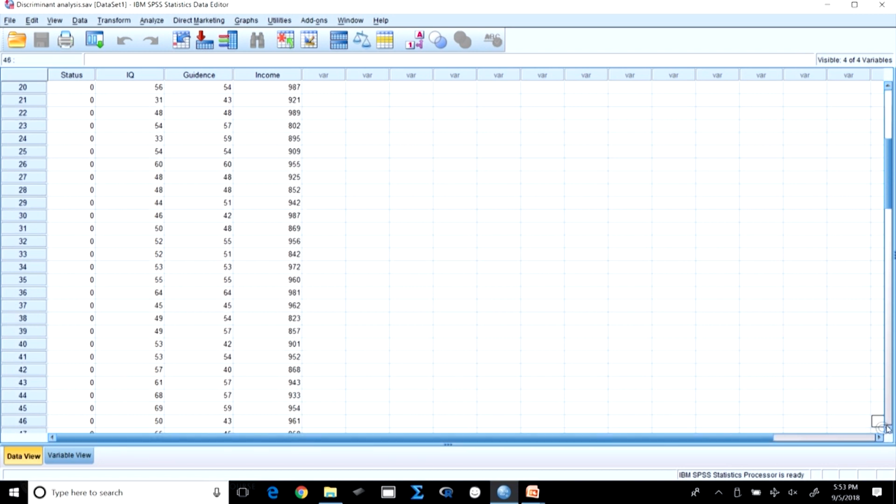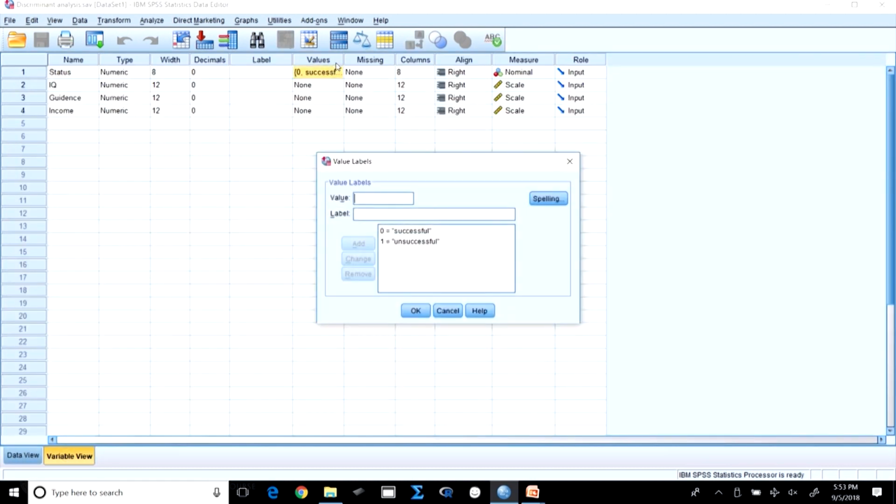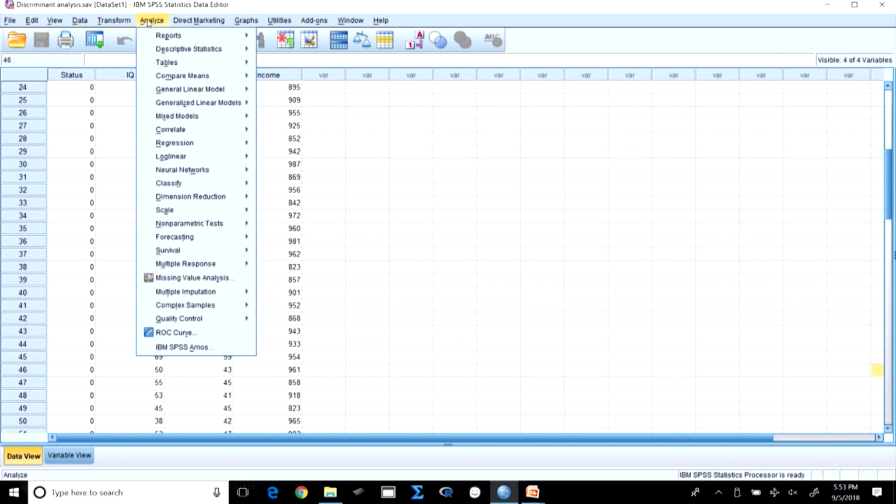So, there are only 2 cases, 0 and 1. 0 is successful, 1 is unsuccessful. Now, I want to run a discriminant analysis. First you can check for normality of the data, and if it is following normality, then you will automatically go for discriminant analysis. So, how do I go?